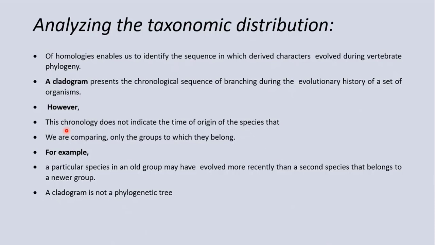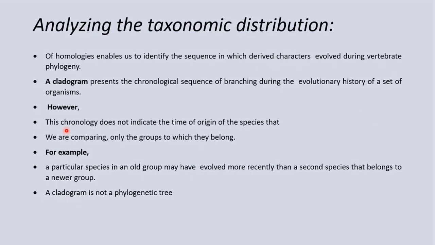It's gonna be from A, B, or C, or either one, two, or Roman figure one, Roman figure two, Roman figure three. So also the chronological sequence of branching, you're gonna be moving from a certain sequence of branching during the evolutionary history. But this chronology does not indicate the time of origin of the species that we are comparing, and they usually include the group which they belong to. For example, a particular species in an old group may have evolved more recently than a certain species that belongs to a new group.